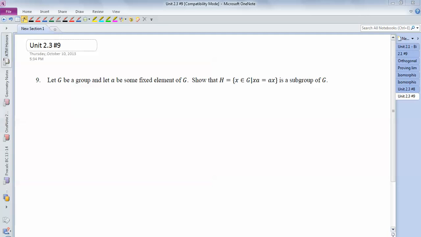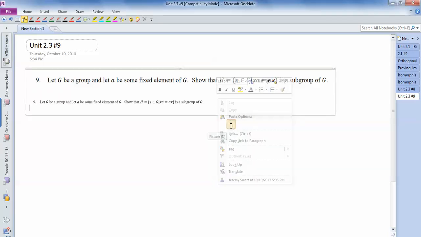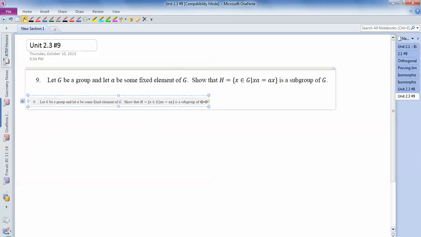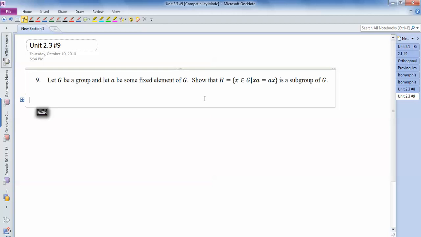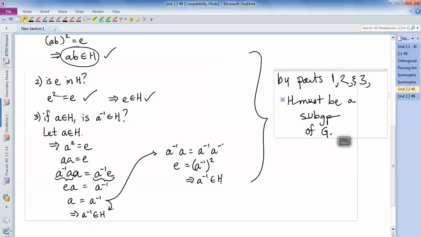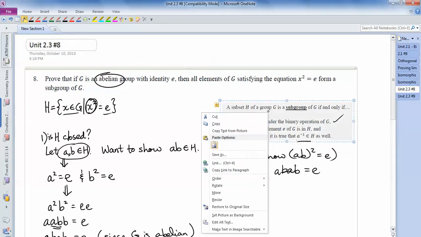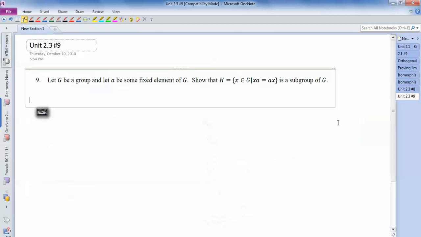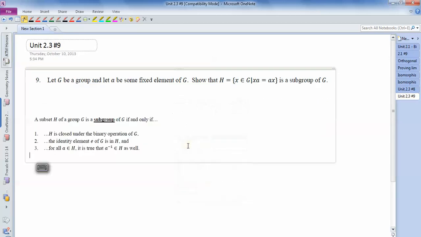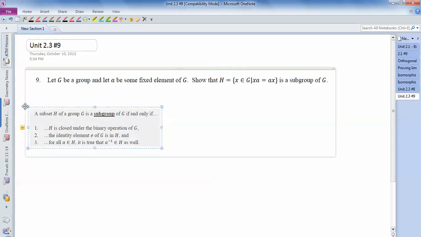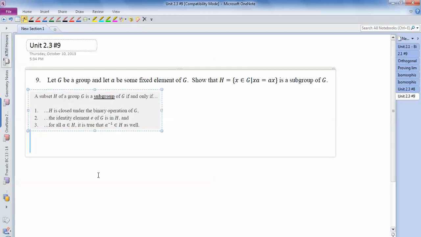Okay, so this is unit 2.3, number 9. It's another subgroup proof. Let's see if I still have this here. Nope, I just inserted it in itself. Let me grab this real quick. So copy that, paste it here. There's our definition of subgroup. Okay, so actually, I'll move that a little bit up. Okay.